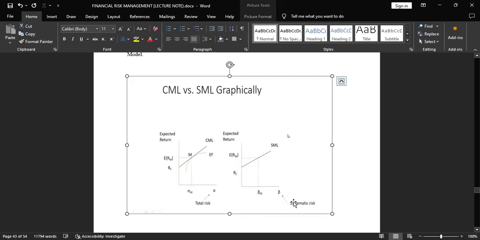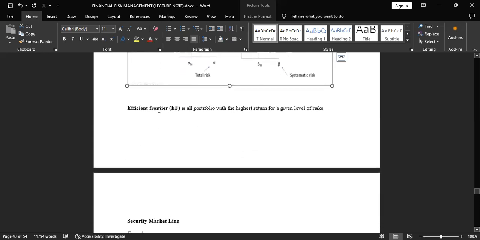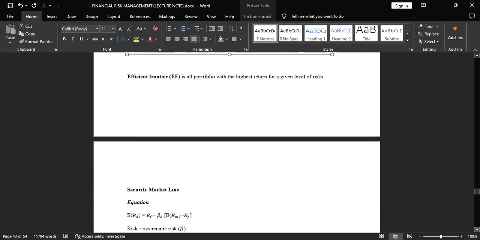Beta, and that one is related to systematic risk. I told you beta measures the response to systematic risk, whilst standard deviation is total risk. All right, so that's the explanation for efficient frontier: it is the portfolio with the highest return for a given risk. So if you maximize the return of your portfolio at a given risk, then that is the efficient frontier.